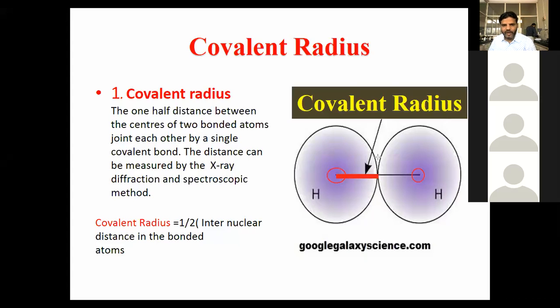Okay. Now, covalent radius is applicable only to covalently bonded atoms. The atoms which are bonded by means of a covalent bond, the covalent radius is applicable to them. Half of the internuclear distance is the covalent radius. Next is ionic radius.